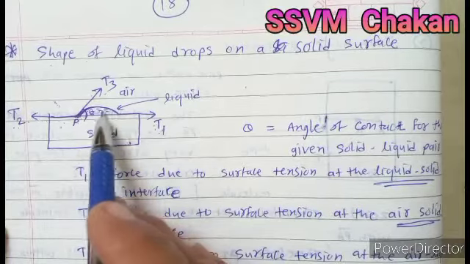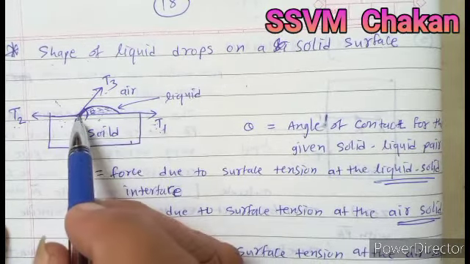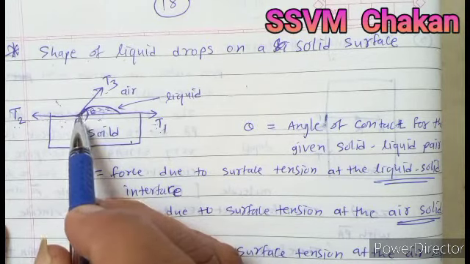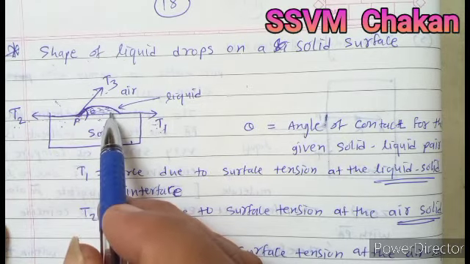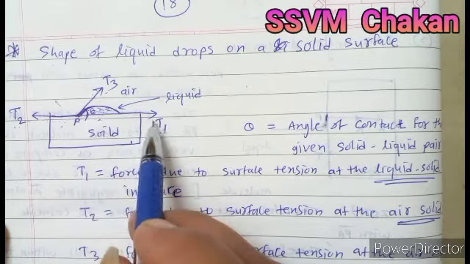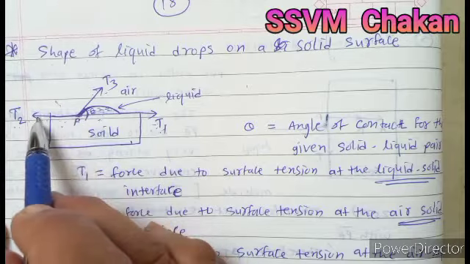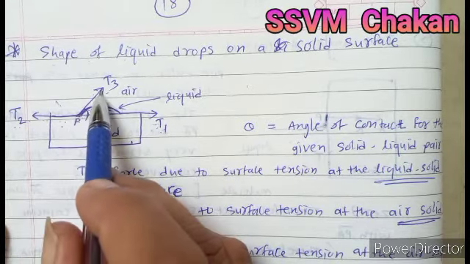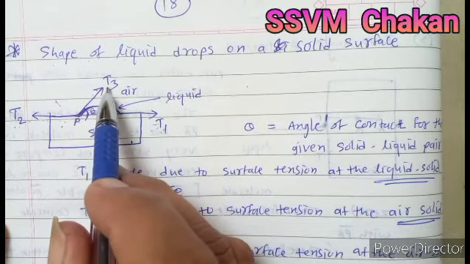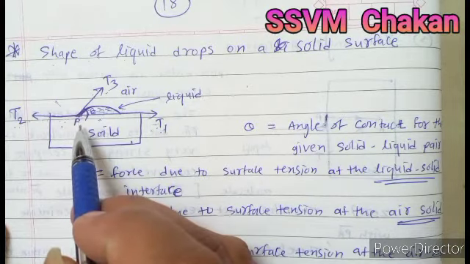Shape of a liquid drop on a solid surface. Consider a liquid drop on a solid surface. Three forces act at a point P, which is at the contact between the liquid and the solid. One force, T1, pulls inside the liquid; another force, T2, pulls outside the liquid; and a third force, T3, acts in a slightly upward direction. What T1, T2 and T3 are, we will see after this.